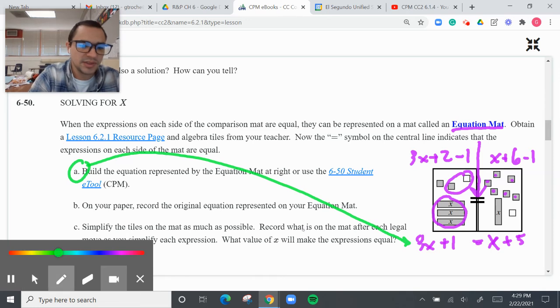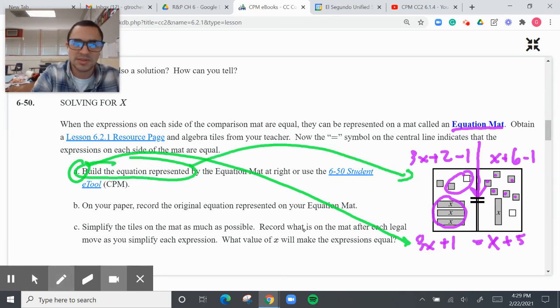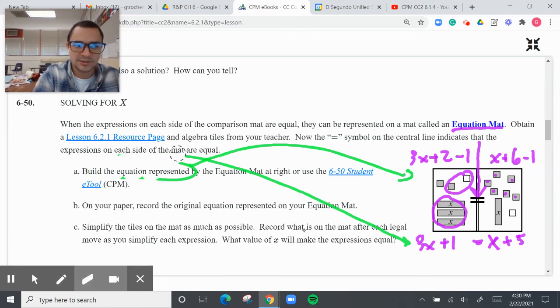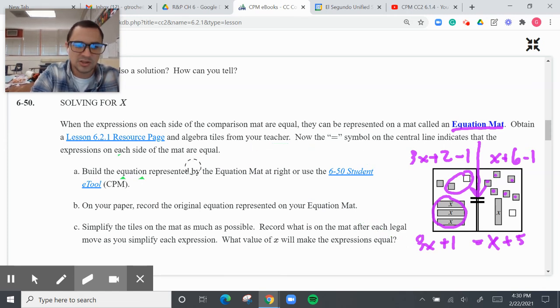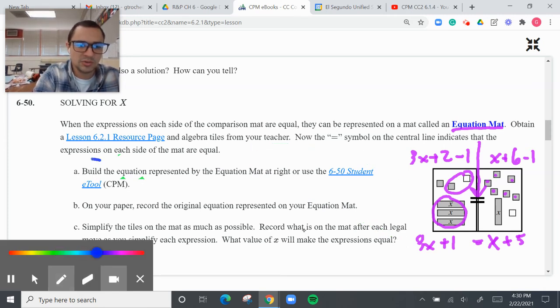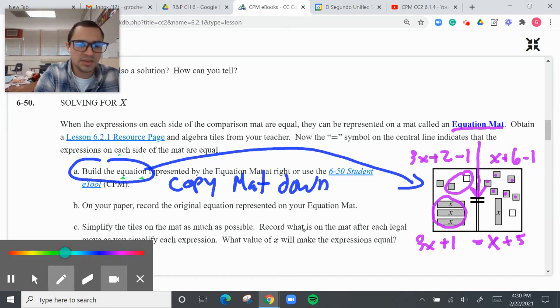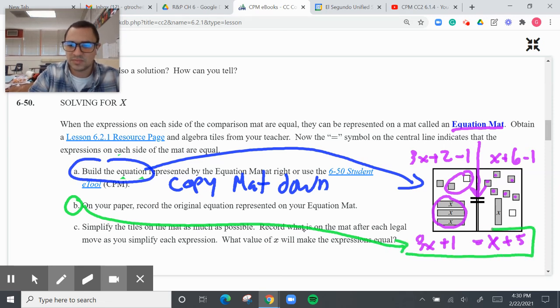So actually, it says build the expression represented. So you need to copy the mat down here. Let me go ahead and erase this. And erase this. So what you need to do is you need to do this. So copy the mat down. That is A. B is going to be this: 3x plus 1 equals x plus 5.